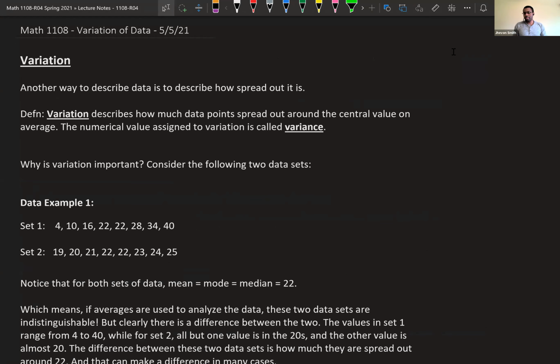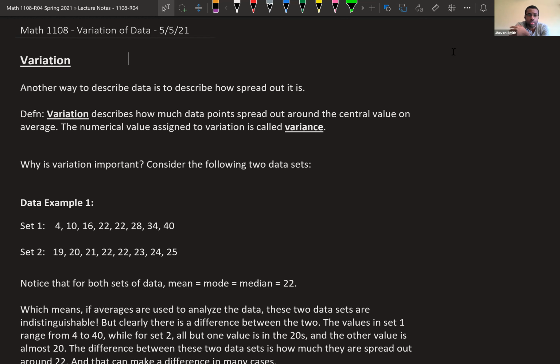So variation is another way to analyze data sets, because sometimes just knowing what the typical value is isn't really enough to talk about the data set with as much specificity as you would want. Okay, so variation is another measure that we can use to actually talk about data.